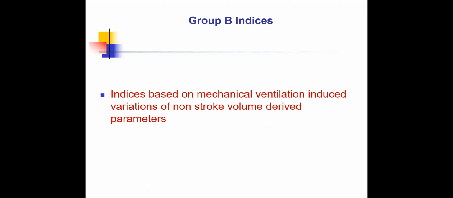Group A indices we have discussed already in the first lecture, and now we move on to Group B indices. These indices are also based on the mechanical ventilation induced variations, but the difference between Group A and Group B is that they are derived from non-stroke volume derived parameters. These variations, which we are going to measure to predict fluid responsiveness, are from non-stroke volume derived parameters.